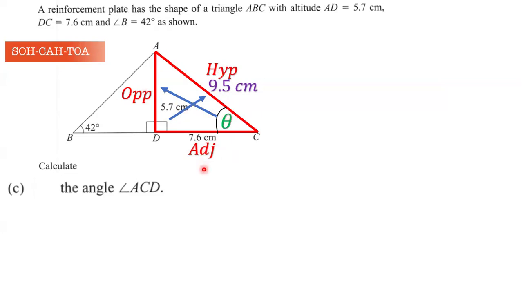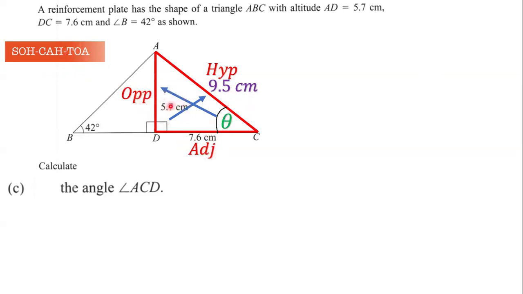Now, remember our goal. Our goal is to determine what is the measurement or the size of this angle, theta. We have the opposite, that's 5.7, the hypotenuse, that's 9.5, and the adjacent, that's 7.6. So we can use any of the three trig ratios because we have all three of the sides. But I'm going to use the adjacent and the opposite.